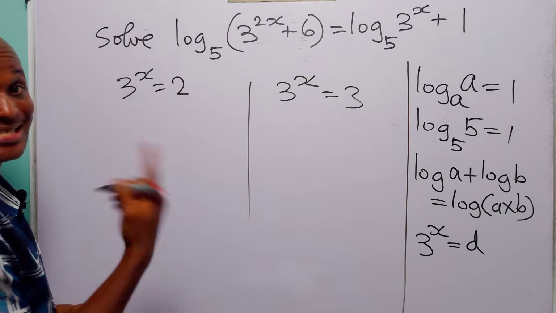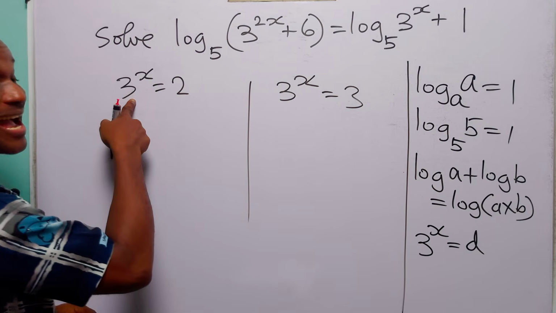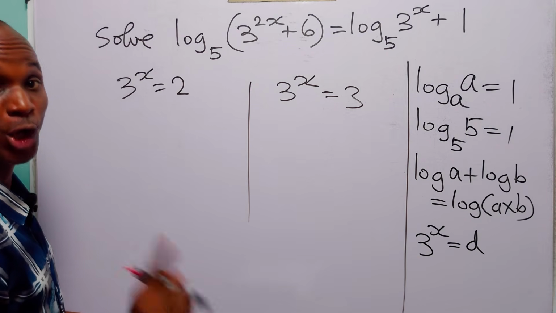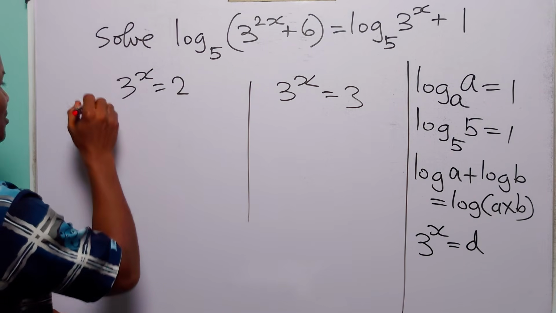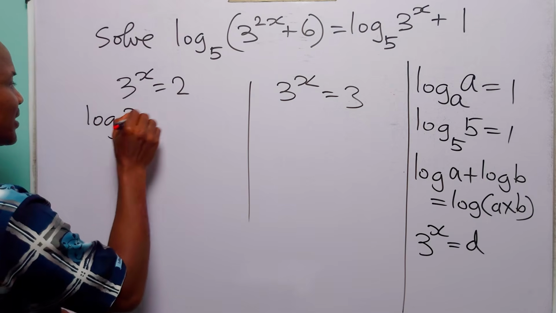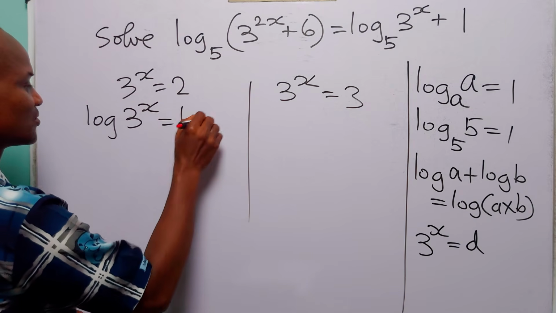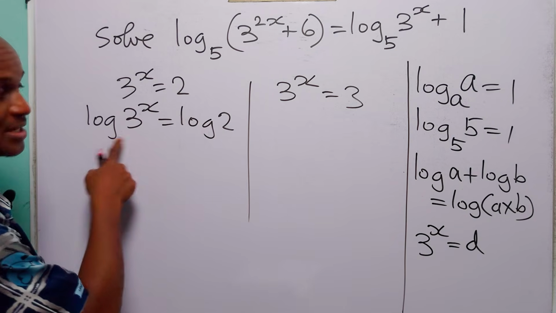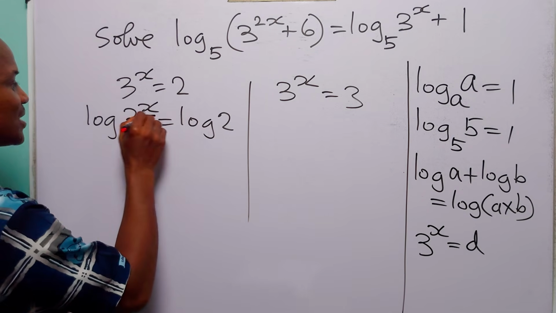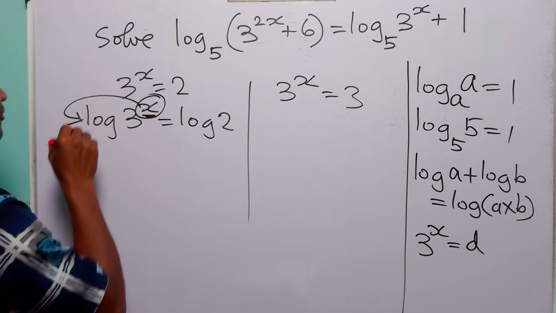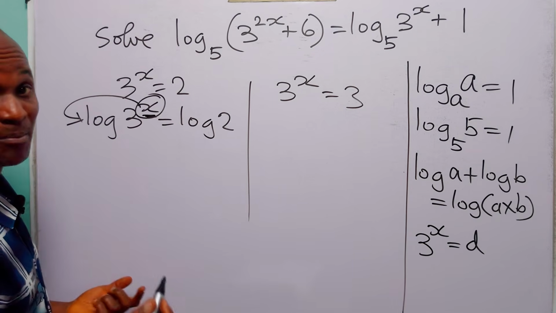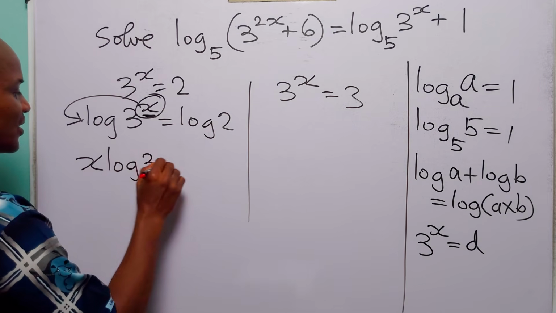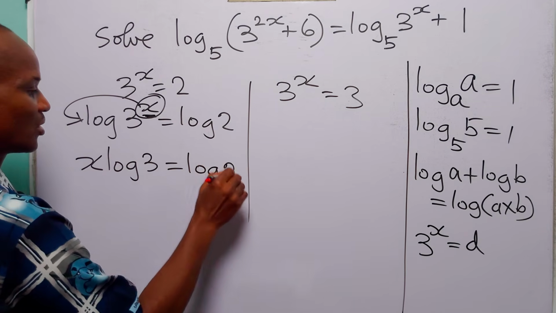Now, in this case, since we can't express 2 as an integer power of 3, to solve this equation, we start by taking log of both sides of the equation. So we have that log 3 to the power x is equal to log 2. Now let us apply the power rule of logarithms here. That is the rule that says that we can bring down the exponent x to the front of the equation to become a multiplier. When we do that, we have x times log 3 is equal to log 2.